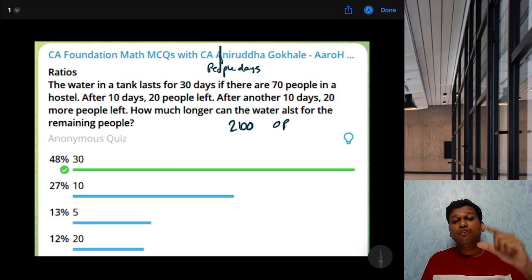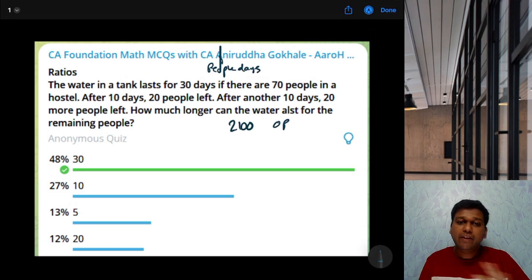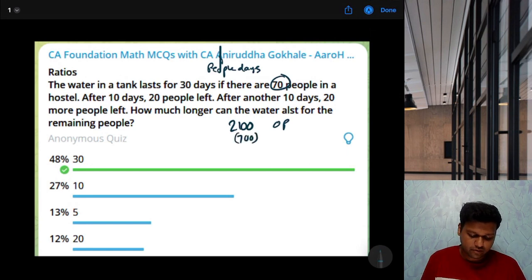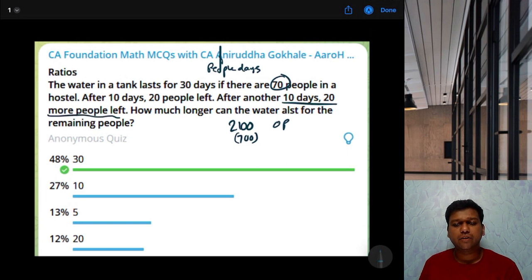That means for the first 10 days all 70 people were there. So how much water did they use? 70 people into 10 days, so 700 was used. After another 10 days, 20 more people left. Now concentrate carefully.